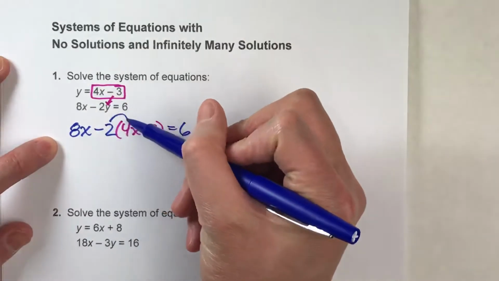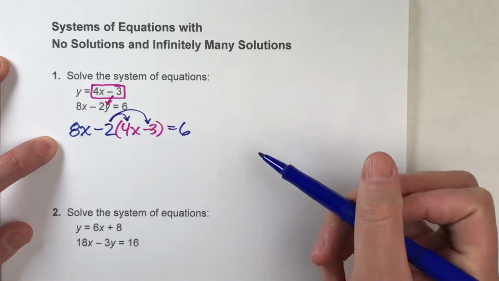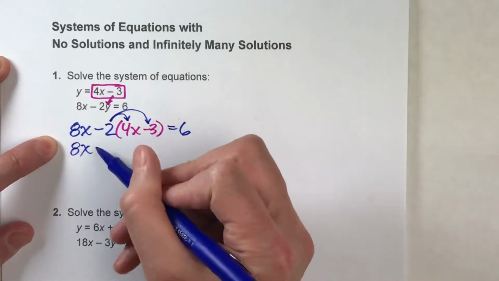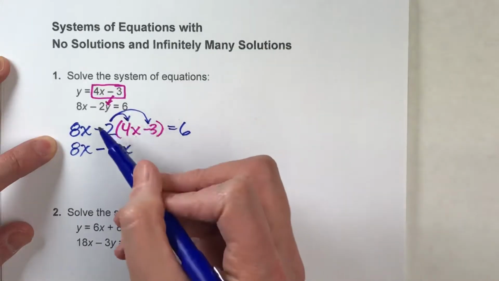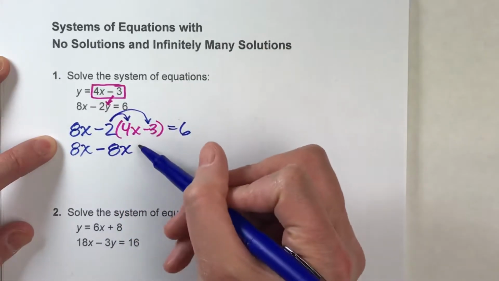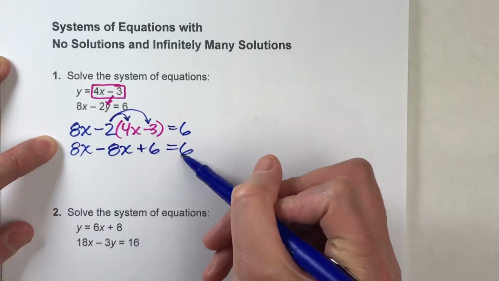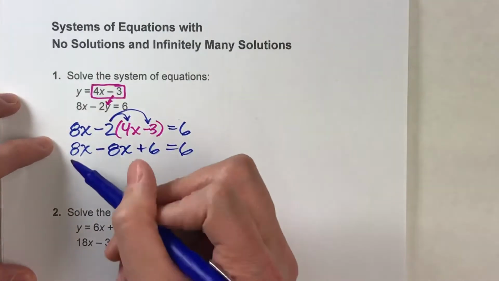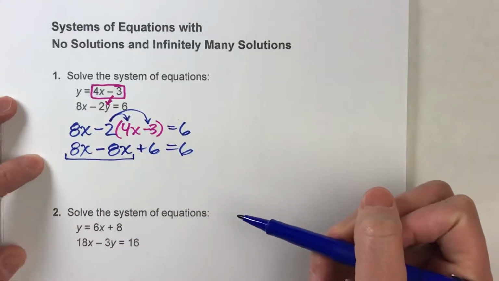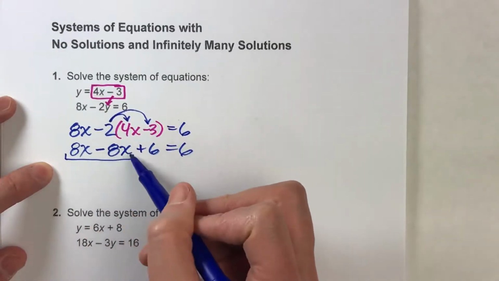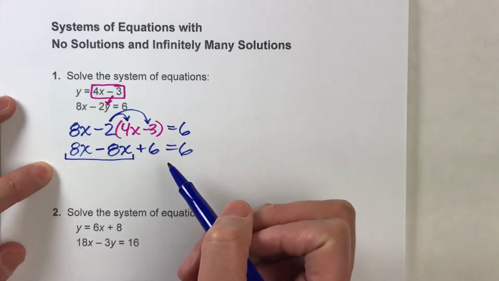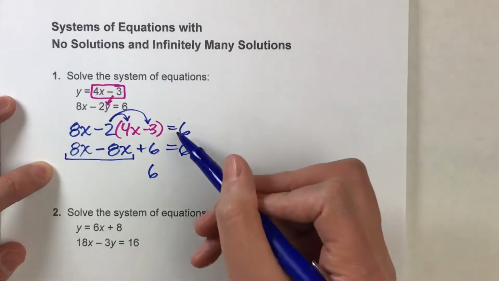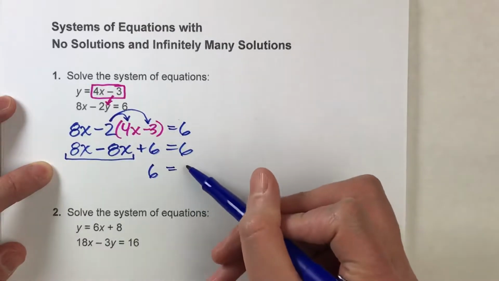Now, I'll use my distributive property to simplify this equation. The 8x drops down, but negative 2 times 4x is negative 8x. And negative 2 times negative 3 is positive 6. All right. And I've got x's on the same side of the equal sign, so I'm going to combine our like terms here. 8x's minus 8x's is no x's, is nothing. Okay. So all that's left on this side is 6. I'll drop my equal sign down, and I'll drop the other side down.